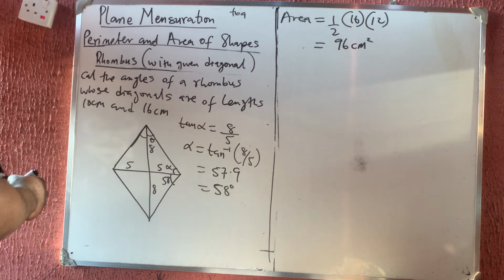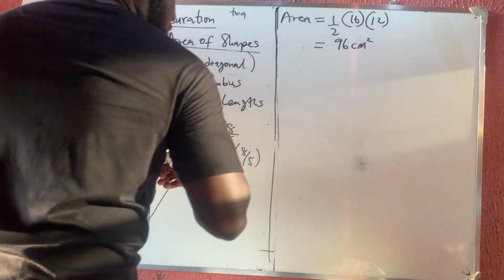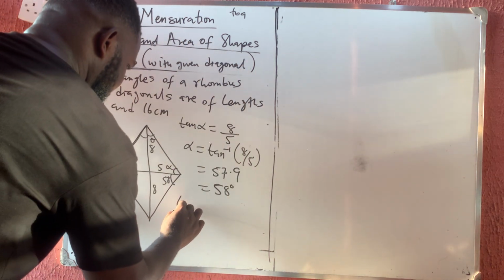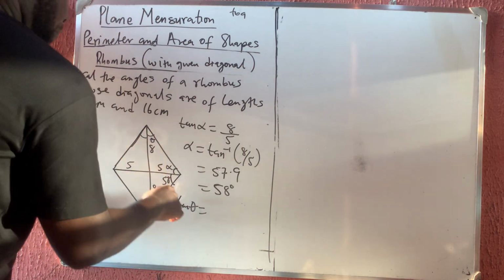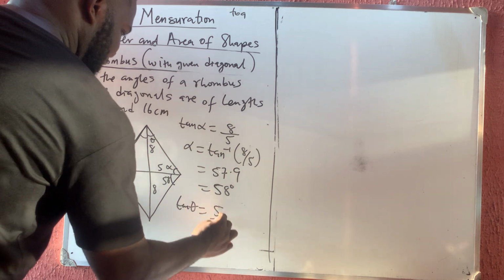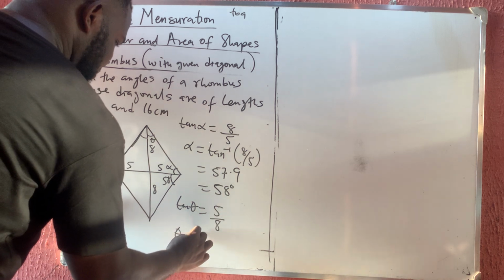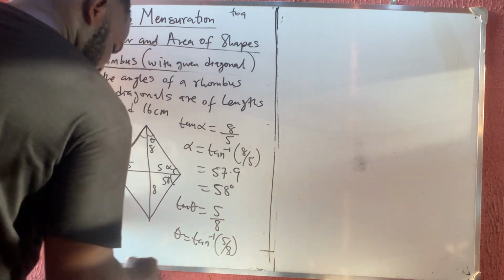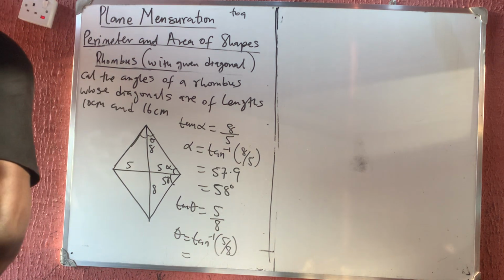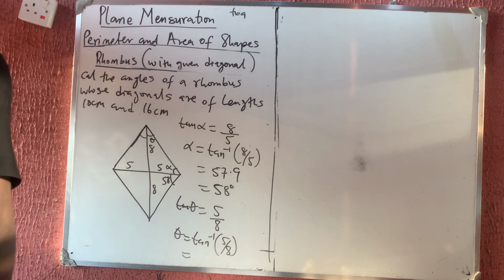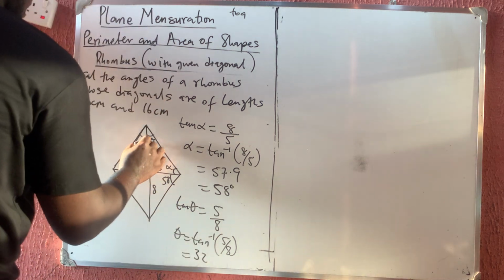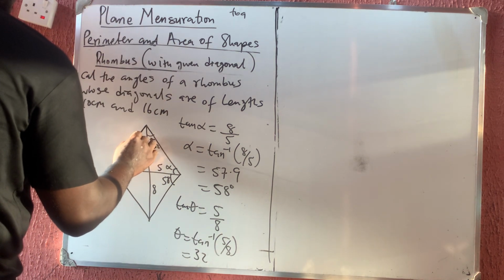So let us find our theta. For theta, we're going to still use tan again, but this time tan theta is equal to opposite, which is 5, over adjacent, 8. So theta becomes the tan inverse of 5 over 8. So 5 divided by 8, then shift tan of my answer. I have 32. So if here is 32, here is 32.